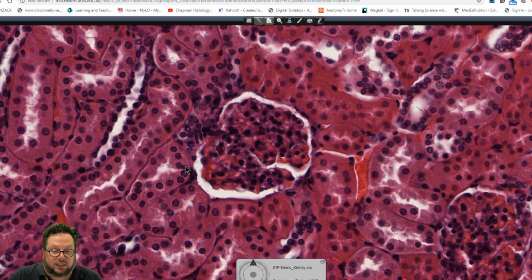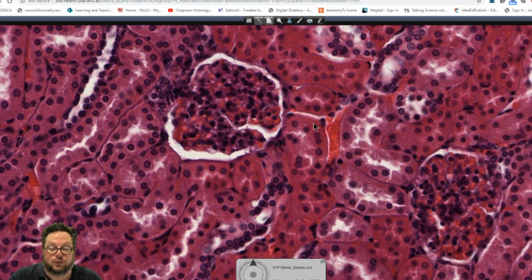So that's the nephron here, the renal corpuscle. Remembering this is like the first part of the nephron. So the blood is filtered here, it enters into the urinary or the Bowman space, and then it migrates out into the proximal convoluted tubules. So this is a proximal convoluted tubule here.